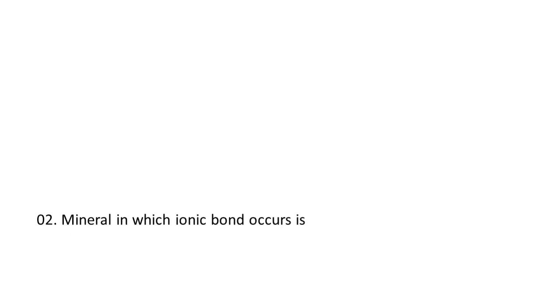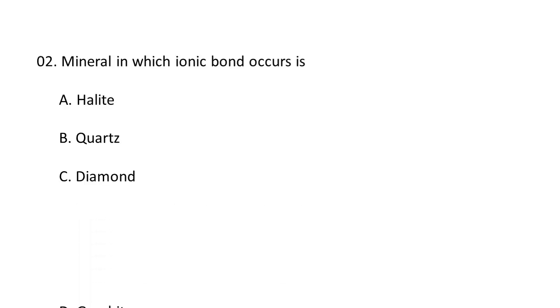Next question. Mineral in which ionic bond occurs is A. halite, B. quartz, C. diamond, D. graphite. So the correct option is A, halite. The mineral halite, that is our NaCl or rock salt, is made up of ionic bond, the chemical bonding in halite being the result of the attraction between oppositely charged sodium and chloride ions.